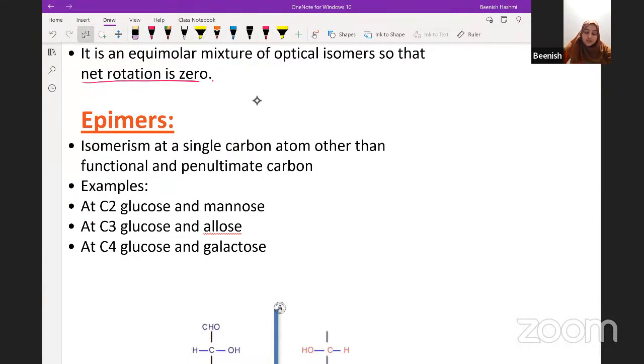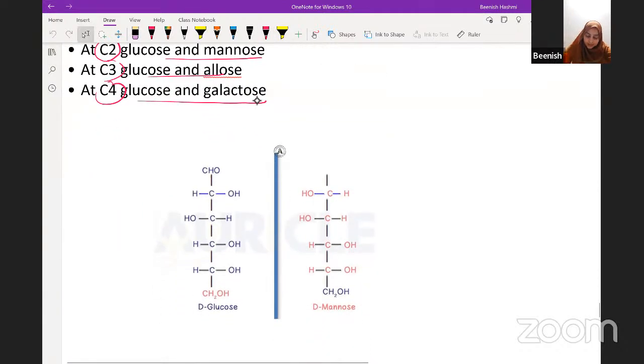Epimers: isomerism at a single carbon atom other than the functional carbon and the penultimate carbon. If there is a difference in orientation only at a single carbon, let's say at C2, then you end up with glucose and mannose. So we say glucose and mannose are epimers at carbon 2. Glucose and allose are epimers at carbon 3, and glucose and galactose are epimers at carbon 4. Remember, we talk about glucosamine and galactosamine in GAGs, and we said that they are epimers at carbon 4. Let's see what we mean by that.